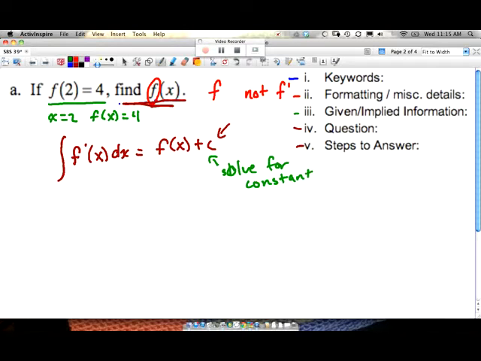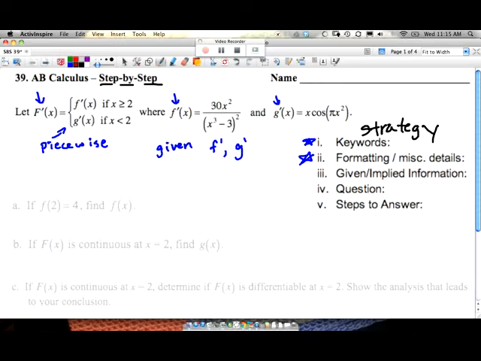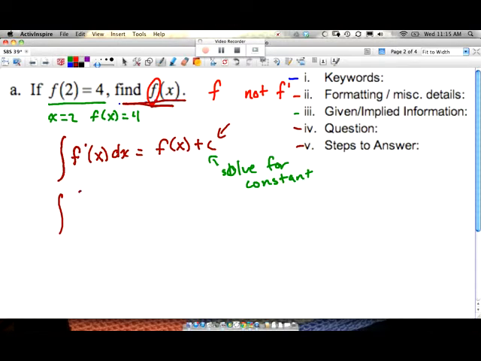So we got to do two things here. We got to, one, take the antiderivative of f prime, and two, figure out what the constant is. So let's start putting our things in. If we were to take the antiderivative of f prime of x, keep in mind that on the previous page it was 30x squared over x cubed minus 3 quantity squared. So that's the integral of 30x squared over x cubed minus 3 quantity squared dx.